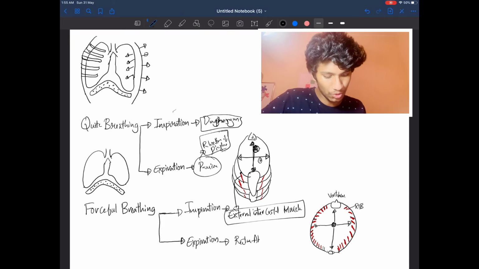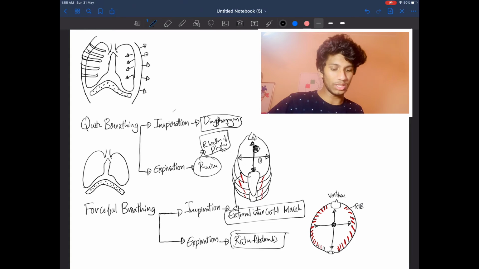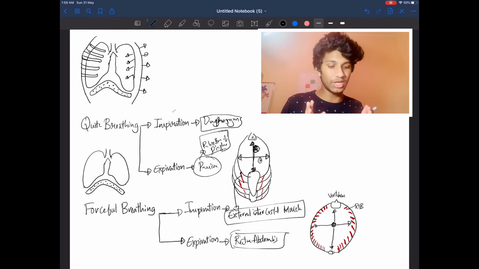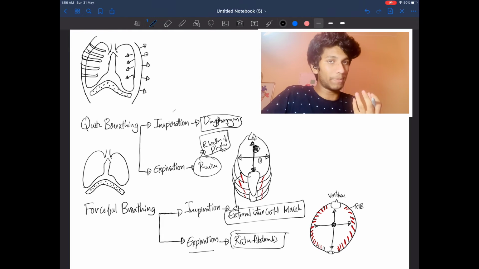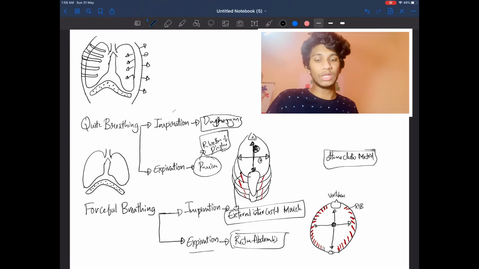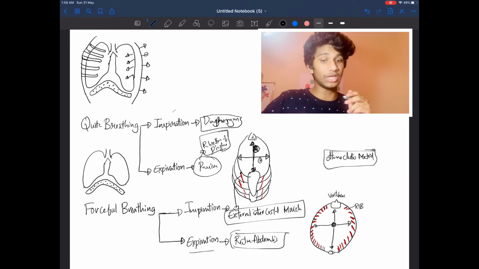Expiration in forceful breathing is due to the rectus abdominis muscle. This muscle is quite an interesting part of expiration, because it allows the contents in the abdomen to move upward, so that it pushes the diaphragm with more force, so that it relaxes quickly and we can expire soon. These are the muscles involved, and also the sternocleidomastoid is useful. So this is the part where we need to focus on inspiration and expiration, in quiet breathing and also in forceful breathing.